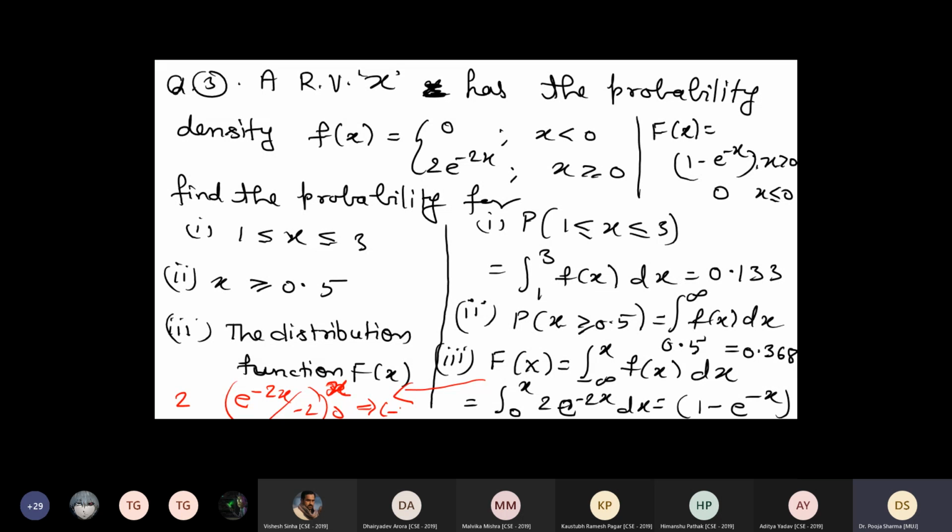So what we are getting is minus the lower limit, and at the upper limit it is as it is. So what will it be: exponential power minus 2x, or x as in the last solution? Yes, it should be minus 2x. So please correct this, and here again.